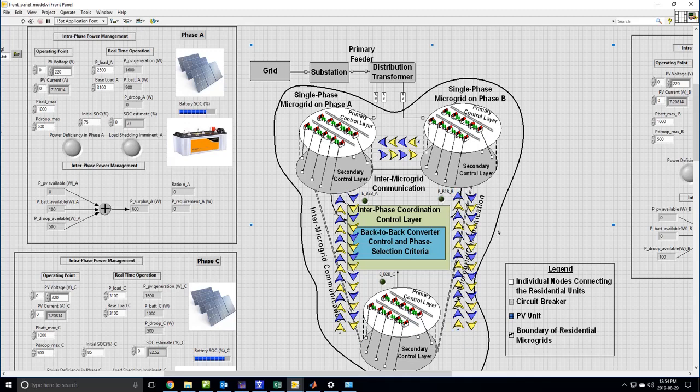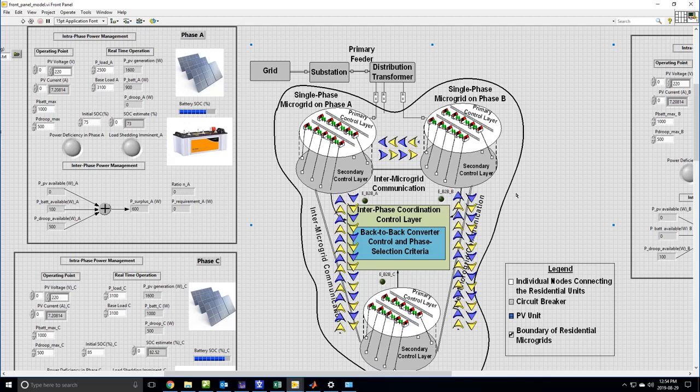All of these three phases have their individual phase-wise generation and storage, represented by PV panels on the rooftops with internal battery storages at each house, and further there are droop units also in this phase, and this is also the case with other phases. Each of these three phases are connected with the back-to-back converter stages. So there is a back-to-back converter between phase A and phase B, and similarly between phase A and phase C, and also between phase B and phase C.